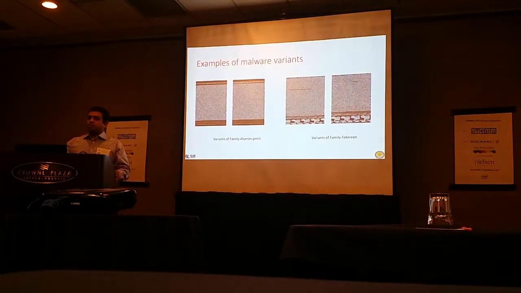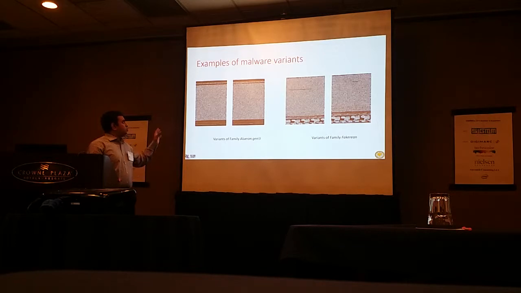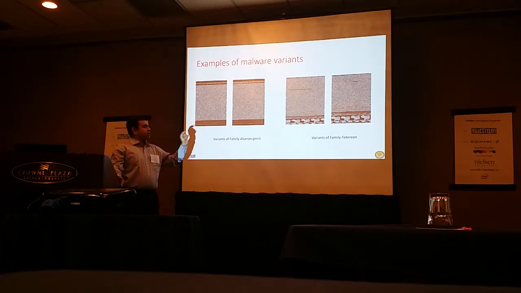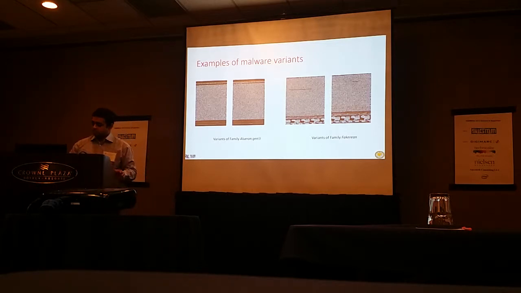Let me give you an example of malware variants. What you see on the left are malware variants belonging to the family Aluron, and on the right, malware variants belonging to the family Bakerian. This is a visual representation, in that we map every byte of the malware to a grayscale image. We see that these two images are similar, and those two images are similar. So there is similarity within a family, and there is also a difference across families. This is what we'll be exploiting in our method.